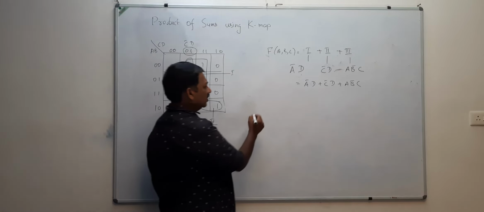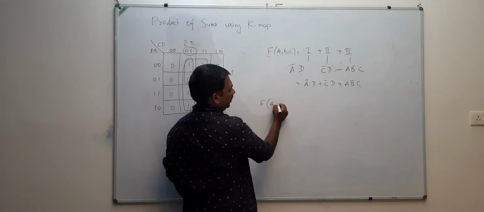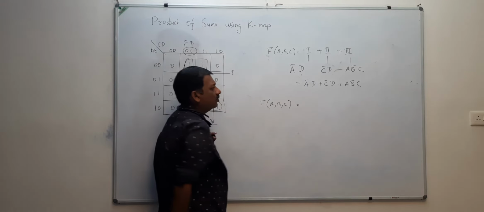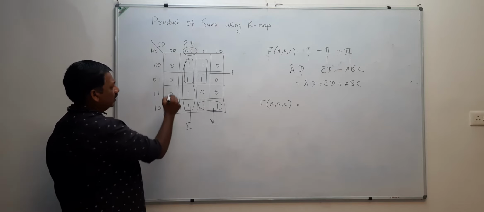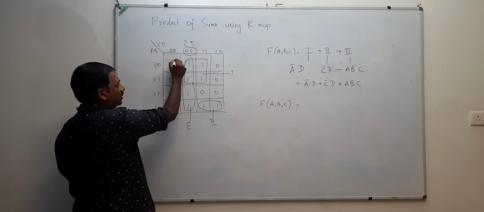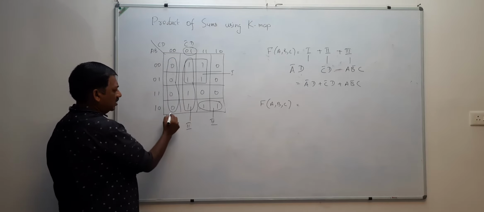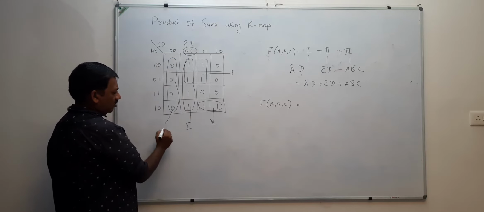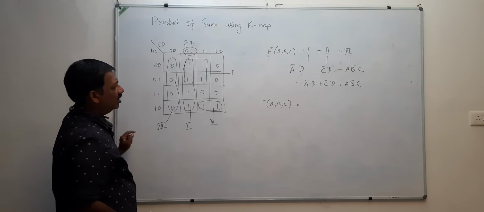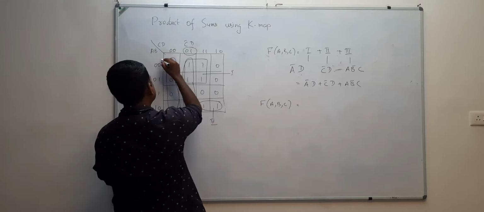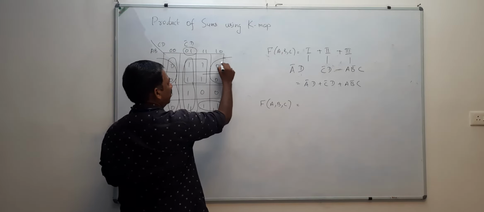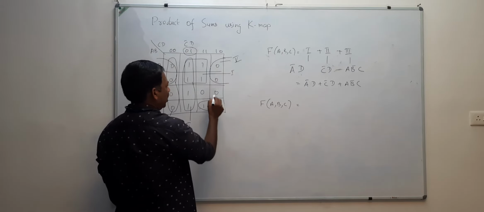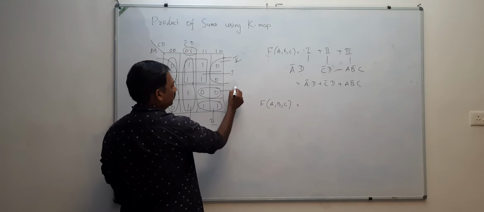Now, if you are taking the dual of this f of A B C, we are going to take the product of sums form. Here, I am going to take this as a group. This is the first, second, third. This is the fourth group, and I'm going to have a group like this. This one and this one I am going to take as a group, and that is the fifth group. And here I am going to have a sixth group.